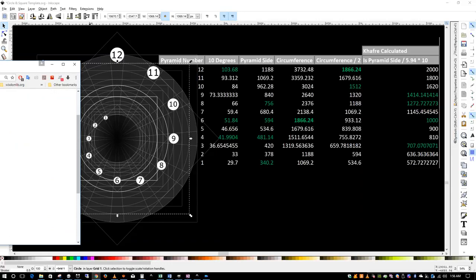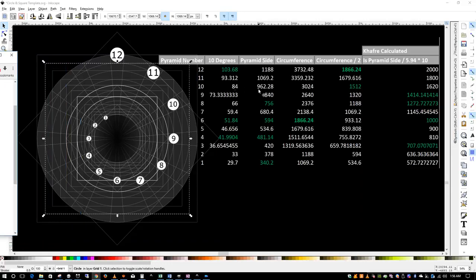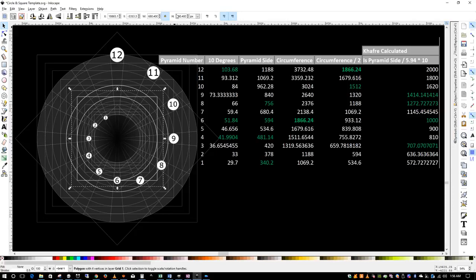'84 and 1512 being the circumference divided by 2 right over here. I'll go over this with you in just a second. So for number 9, the 10 degrees is 73.33. Number 8, which is the Great Pyramid size, that is the 756.